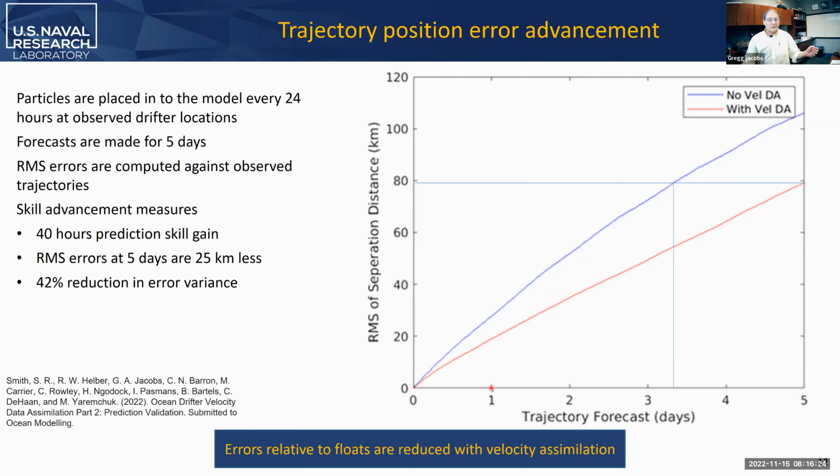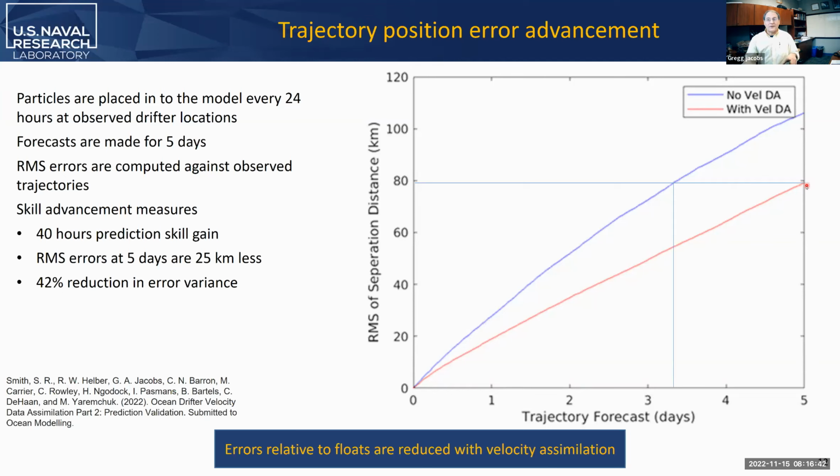You'll also notice at 1 day, the trajectory errors are about 29 kilometers. So 29 kilometers per day is about the same number we saw from all the laser drifters that were deployed in the Gulf of Mexico during that 1,000 drifter experiment.